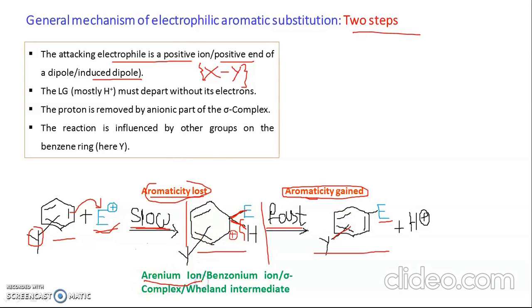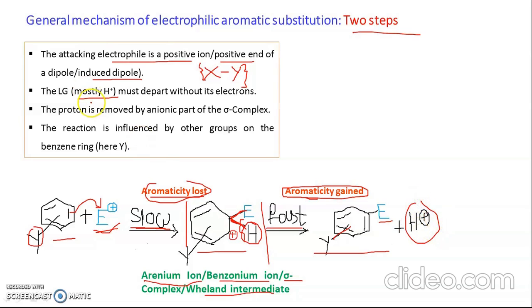So the intermediate that you can see here in between the two steps is known as Arenium ion. There are also some other names you can use, which are benzonium ion, sigma complex, or Wheland intermediate. Any of these names you can find in books. Fine. The leaving group is mostly H+. So why are we calling it a leaving group? Because from the intermediate this CH bond is broken, so hydrogen is leaving.